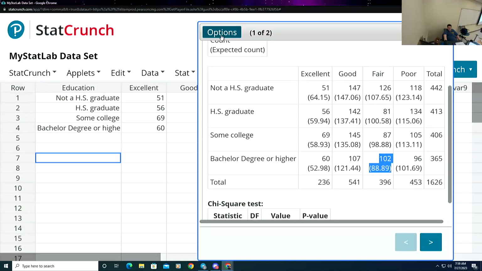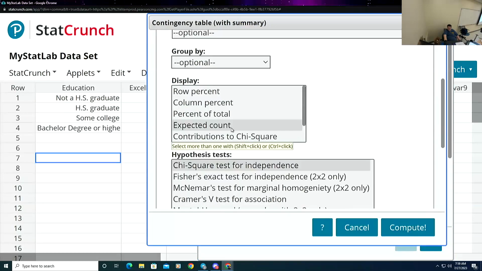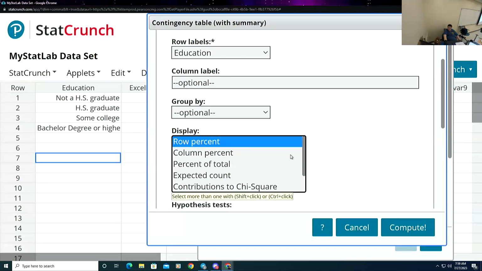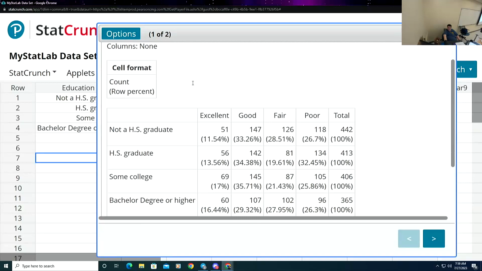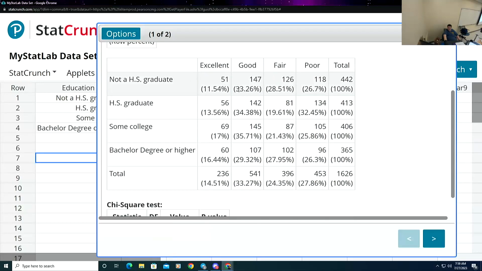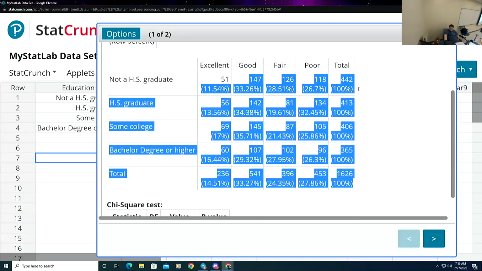I want to show you what some of the other options besides expected count do, because they're kind of neat, and you might find them helpful. If we look at row percent, it resized it. If you look across the row, for not a high school student, there were 442 entries and 4 values. Notice 51 is the lowest value and it's only 11.54%. 147 was the highest value and it has the highest percent, 33. Those are the percentages along the rows.